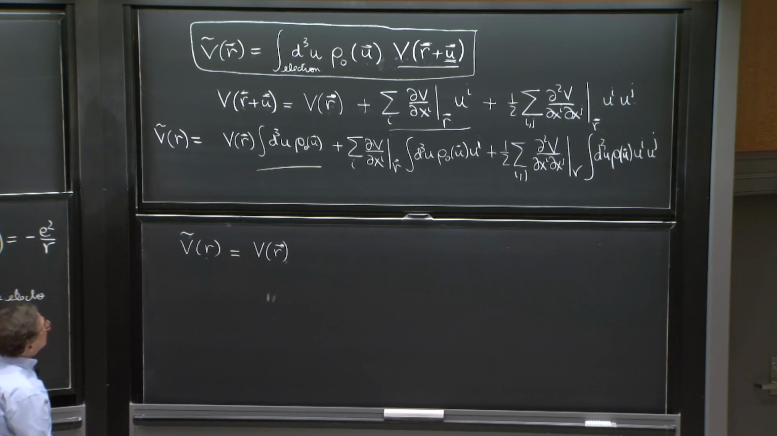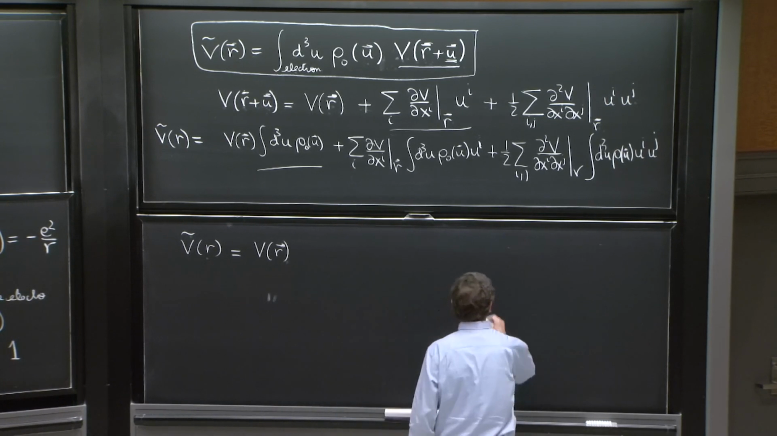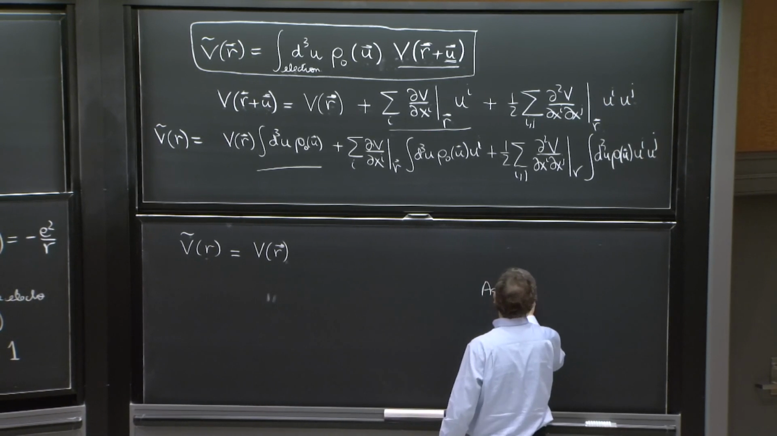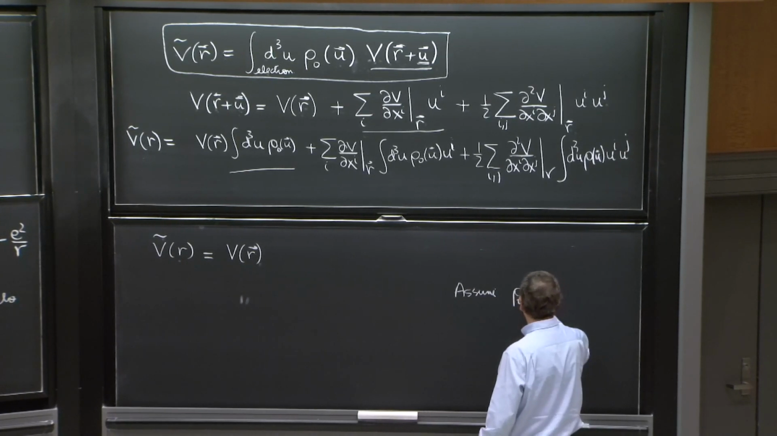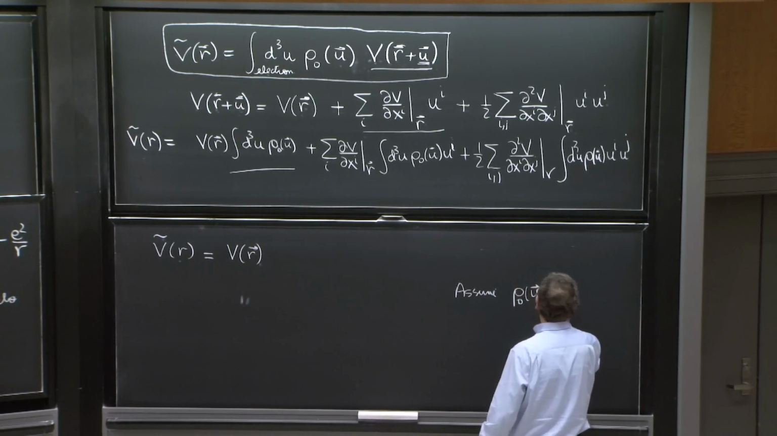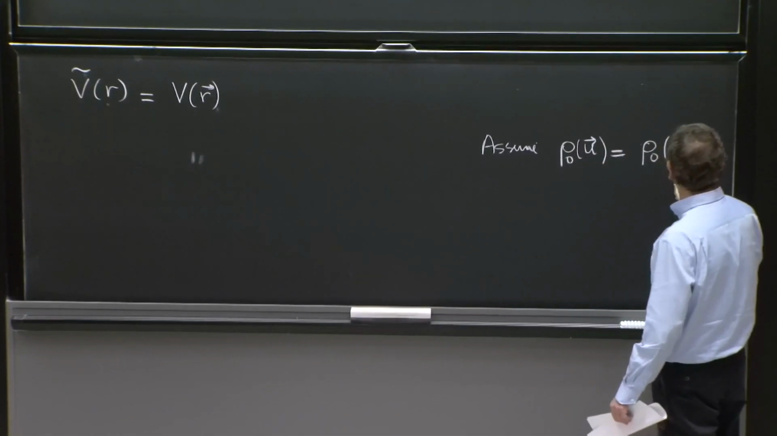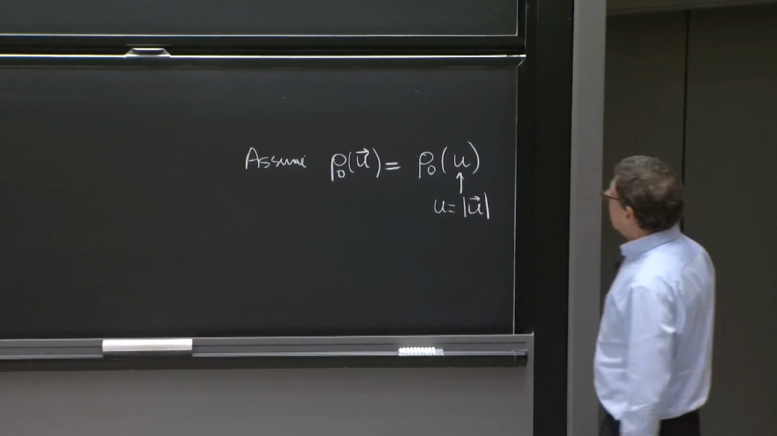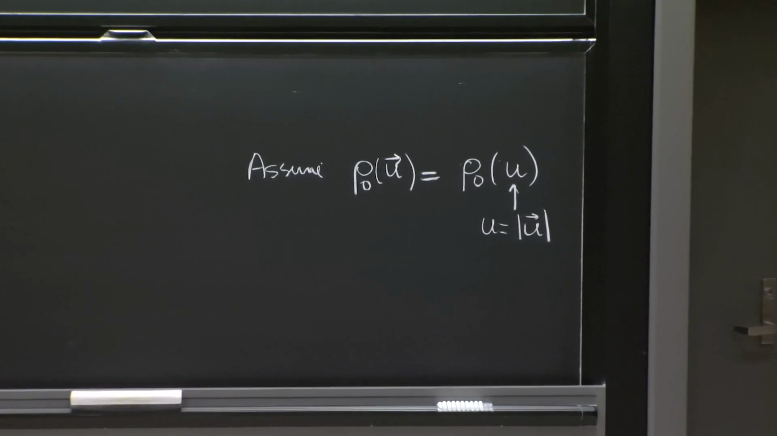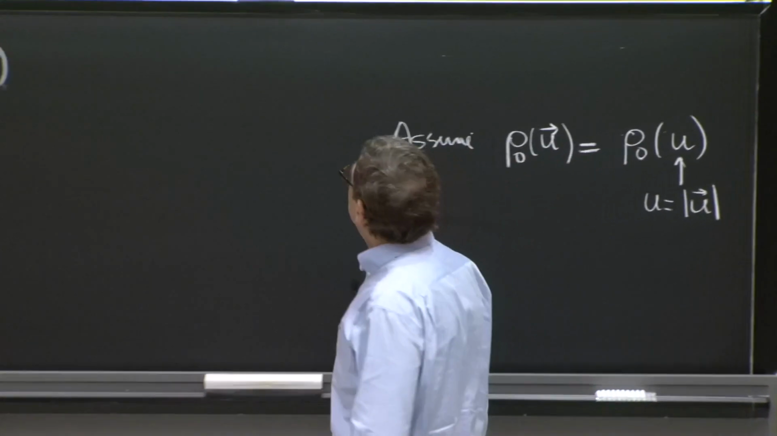Now let's look at the next terms. Now we will assume that the distribution of charge is spherically symmetric. So that means that rho of u vector is actually a function rho 0 of u, where u is the length of the u vector. So it just depends on the distance from the point that you're looking. That's a charge. Why would it be more complicated?